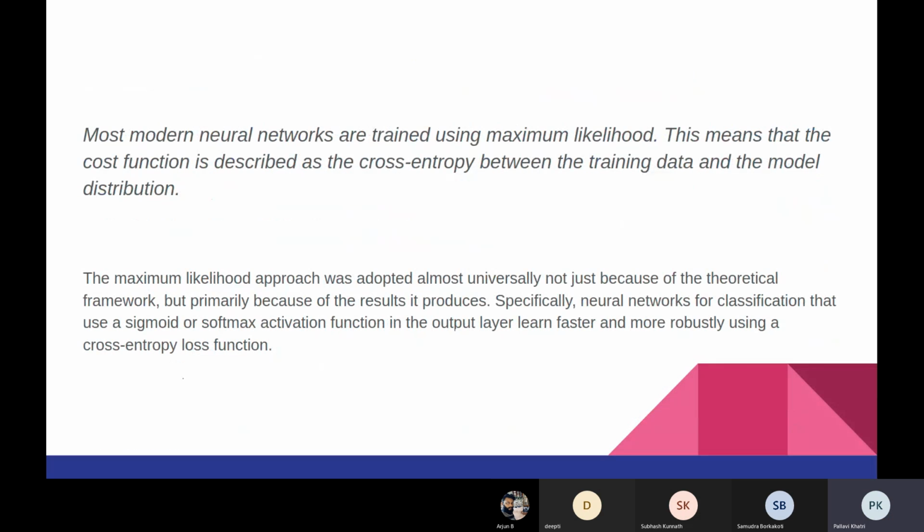So next, most of the modern neural networks are trained using maximum likelihood. This means that the cost function is described as the cross entropy between the training data and the model's distribution. Now, the maximum likelihood approach was adopted most universally, not just because of the theoretical framework, but primarily because of the results it produced. Specifically, neural networks for classification use a sigmoid or softmax activation function in the output layer.